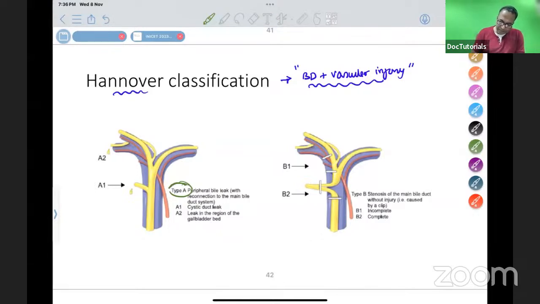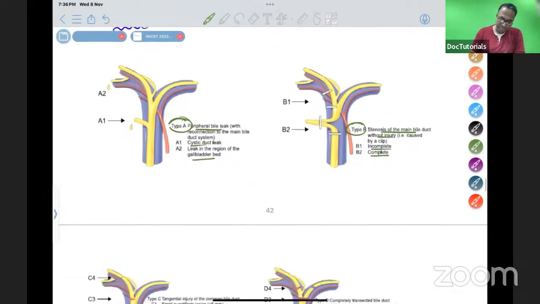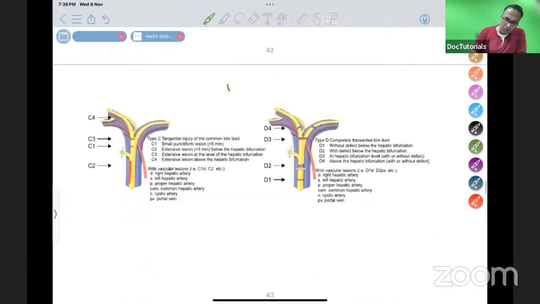Type A is a peripheral bile leak, like a cystic duct leak or a leak in the gallbladder bed. Type B is a stenosis of the main duct without transection, like incomplete clipping. So you can see B is like Strasbourg. Strasbourg A is a cystic duct leak. Strasbourg B is clipping. Same thing. C and D include vascular injury also. Vascular injury is included in type C and type D of Hanover.